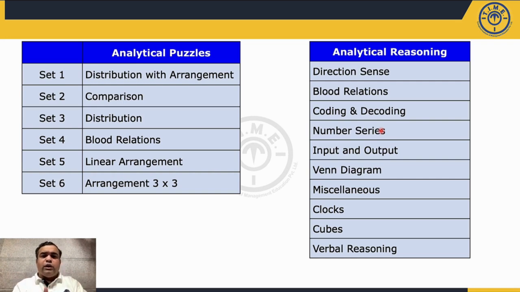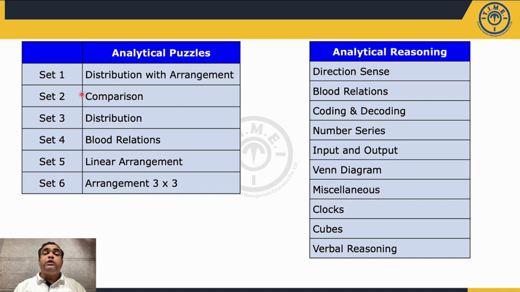So overall, the section was, I'll say, easy to moderate, but some of the analytical puzzle sets were difficult. As I said, there was one set on blood relation. Many students tried that set, but some feel that some information is missing in that set. Some said, no, we got the answer. Okay. This 3x3 arrangement was a very different kind of set for the students.